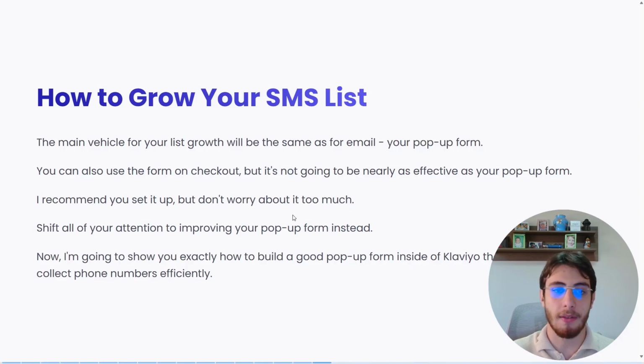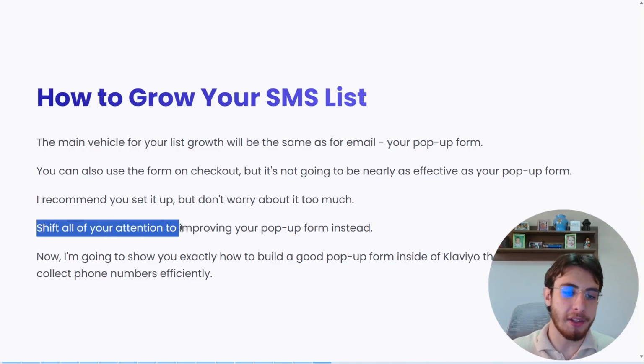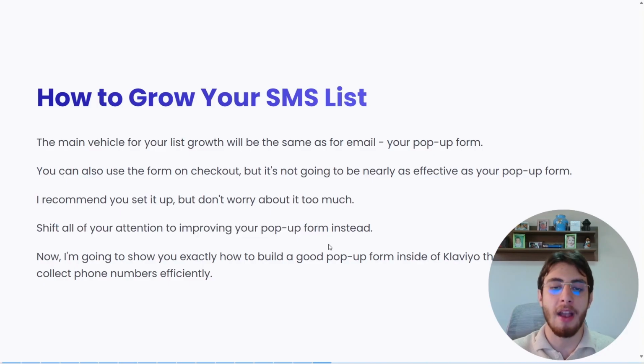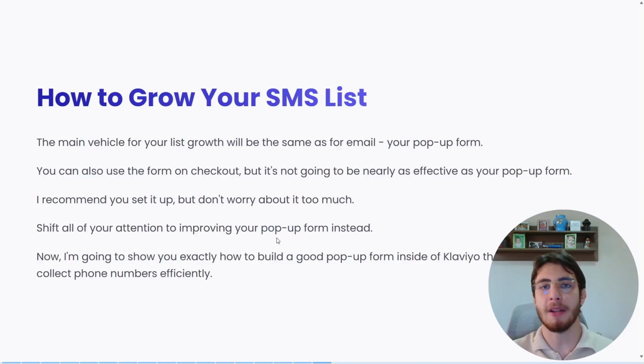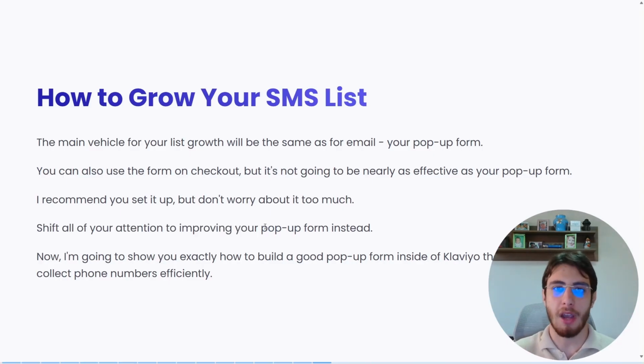But if your pop-up form is not set up properly, and if you're not testing and optimizing every single week, you are cooked, you're destined to fail, okay? So shift all of your attention to improving your pop-up form, okay? All of your attention when it comes to your list growth and email and SMS should be here, okay? Improving and optimizing your pop-up form, A/B testing stuff to get as many people to subscribe as possible.